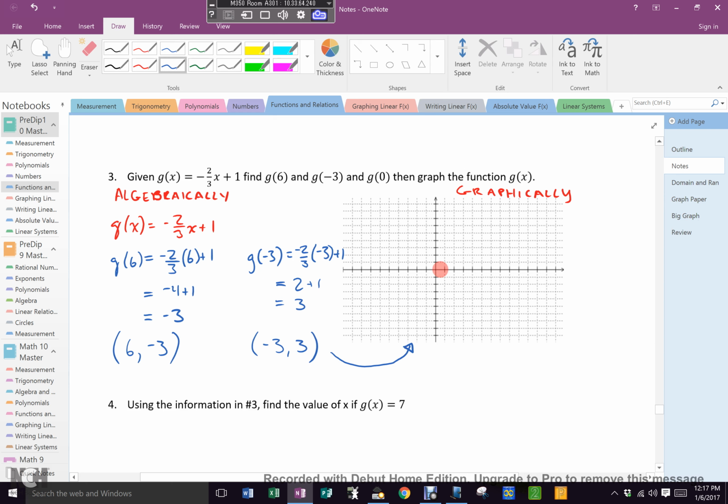The first point I have is 6, 1, 2, 3, 4, 5, 6. Negative 3, 1, 2, 3. The second point is negative 3, 1, 2, 3. Positive 3. What do I get to do with those two dots? Connect them. Why? Why is this continuous data?